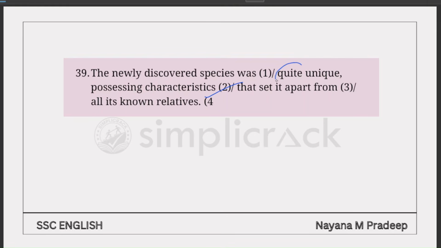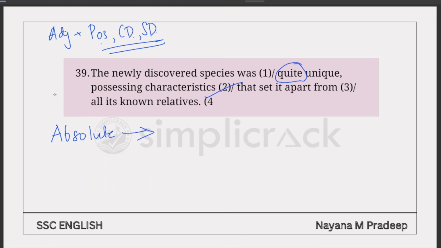The use of the word "quite unique." You know it is wrong. It is called absolute adjectives. We know that adjectives have the positive, comparative, and superlative degree. But there are certain adjectives which cannot be written in the comparative or the superlative degree, or which cannot actually be graded.